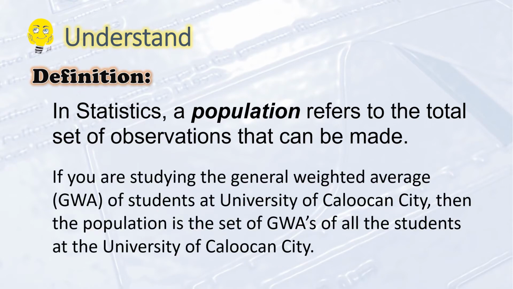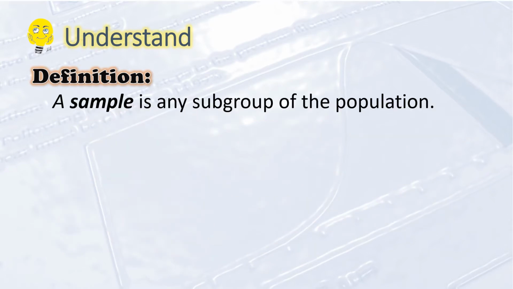If you are studying the general weighted average, or GWA, of students at the University of Caloocan City, then the population is the set of GWAs of all the students at the University of Caloocan City. This time, let us have sample. A sample is any subgroup of the population.